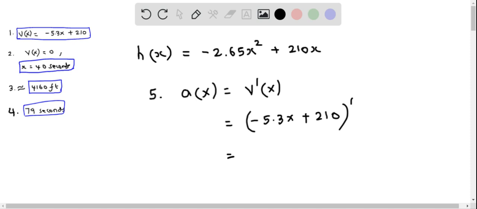So I'm going to find the derivative of each of the terms. The first term is negative 5.3x. So I put the constant negative 5.3, and finding the derivative of x, we get 1. Plus the next term is 210. The derivative of 210 is a constant, so it is 0. So we get only negative 5.3. So this is the acceleration of the arrow.